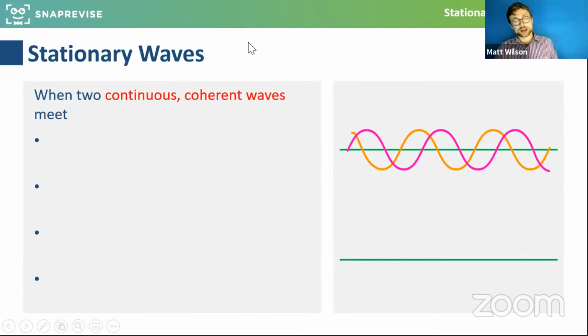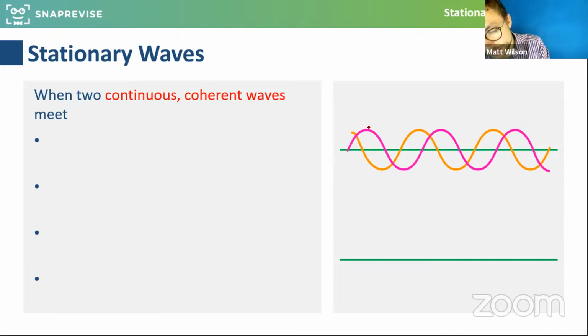We're going to now talk about the big topic for today, stationary waves. So, we're not going to worry in too much detail what continuous and coherent mean for now. But when two continuous coherent waves meet, something quite surprising happens. Continuous just means it's a wave. And coherent means they have a constant phase difference, which essentially means they have the same wavelength and the same frequency. So we have two waves that are essentially identical, but maybe they're moving in opposite directions. Same wavelength, same frequency. Then some pretty weird stuff happens.